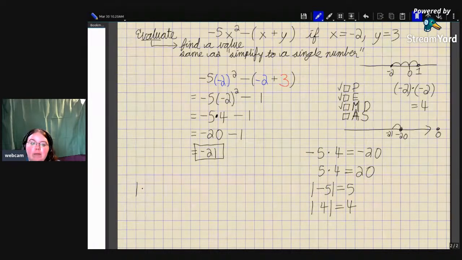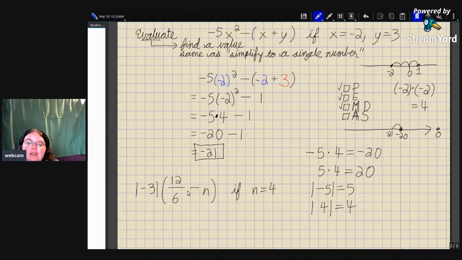Okay, now what if we have the absolute value of -3 times 12 over 6, and then minus, let's see, what haven't we used? We haven't used n. If n equals 4.